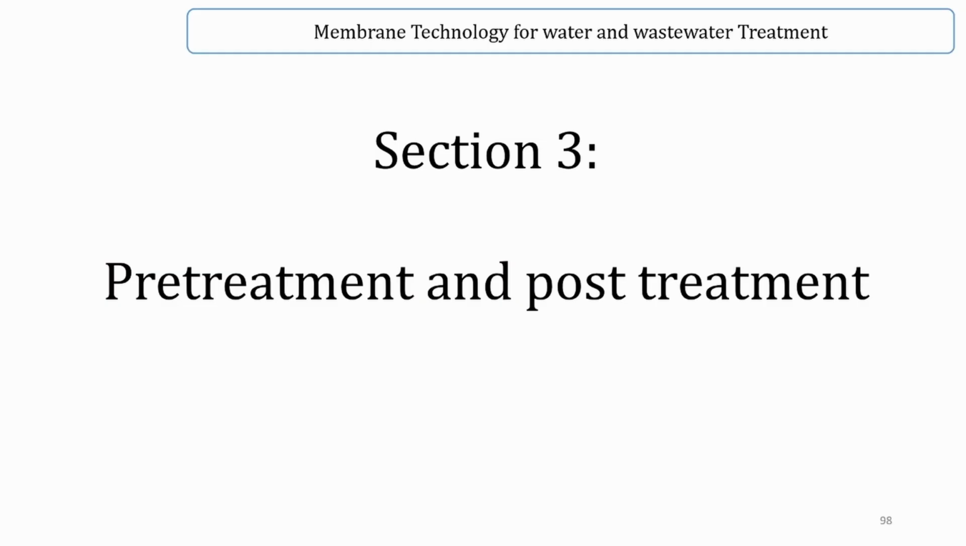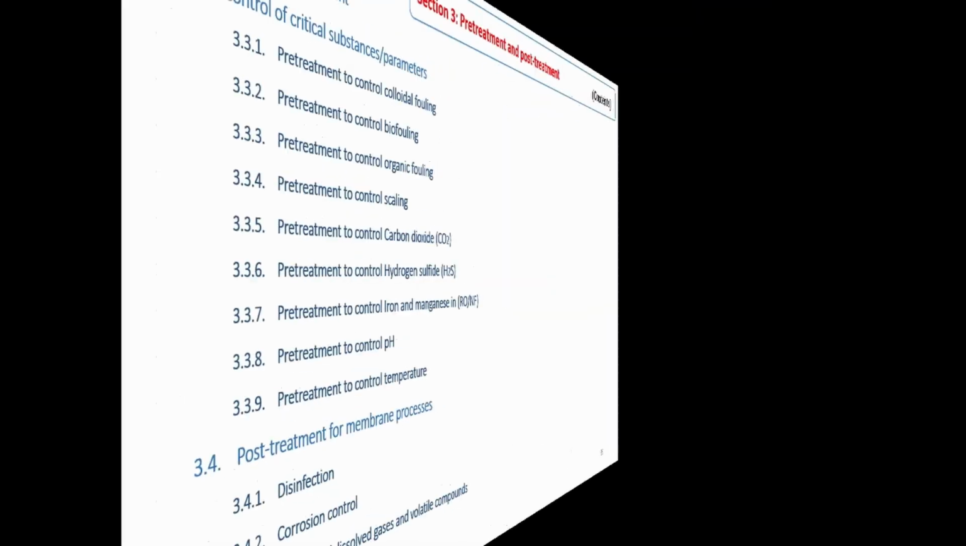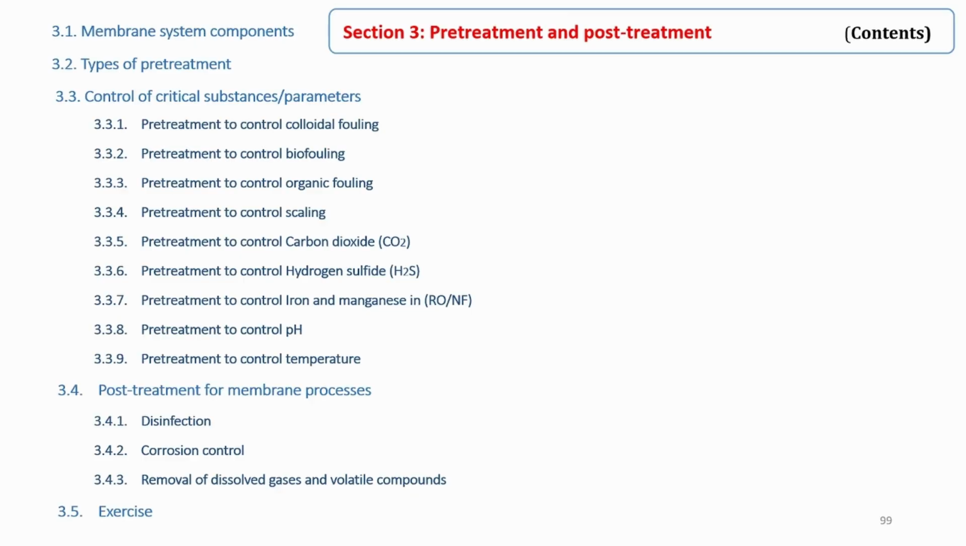Section 3. Pretreatment and Post-treatment. As always, let's look at the content of this section. First, in this lecture, I present types of pretreatment. Then, pretreatment for membrane processes will be discussed, that is, how to select a suitable pretreatment to control substances and parameters such as colloidal fouling, biofouling, organic fouling, scaling, control of undesirable gases such as carbon dioxide, hydrogen sulfide, control of iron and manganese, pH and temperature control.